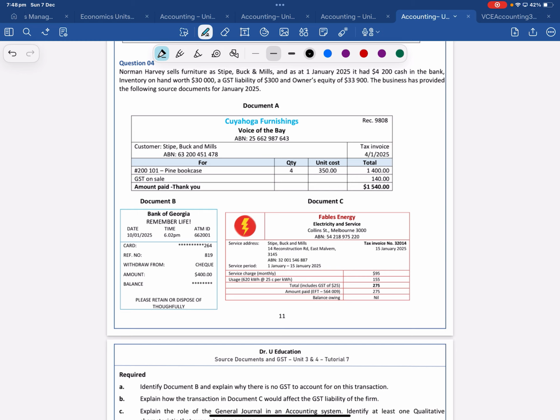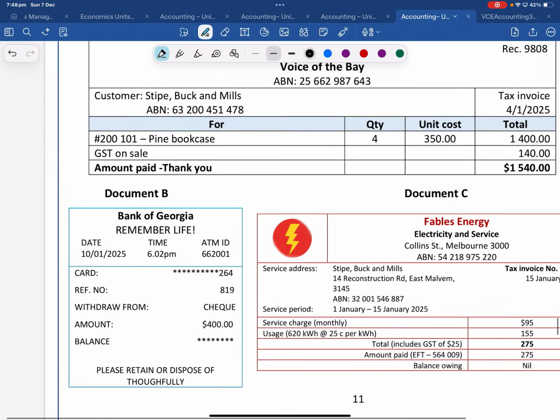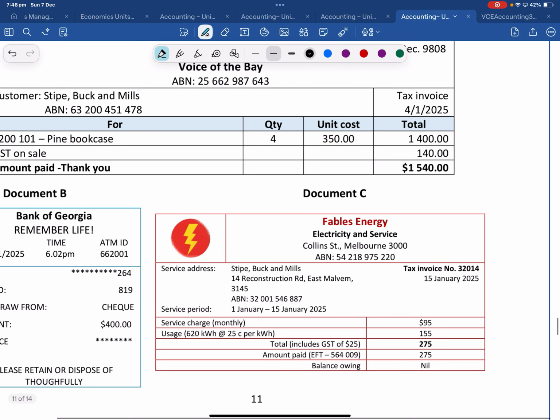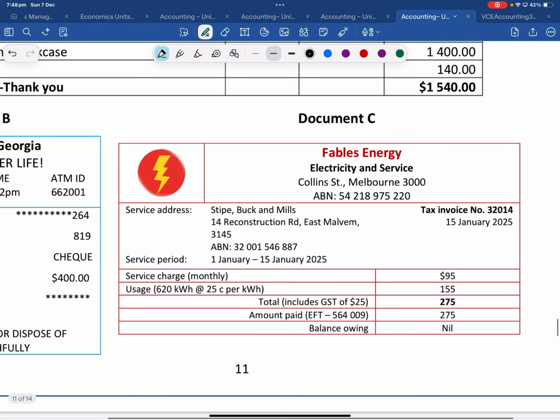Wait, what's document C? Document C. What do you think? If it was an EFT, it doesn't have a bank on it. It's a receipt for Favors. Receipt, issued by Favors. What do you think, guys? Document C. So just say receipt. Varun? Receipt. Yes, it's a receipt.